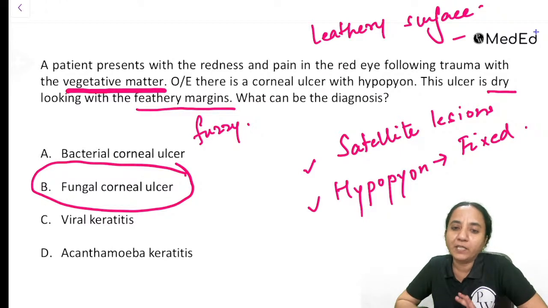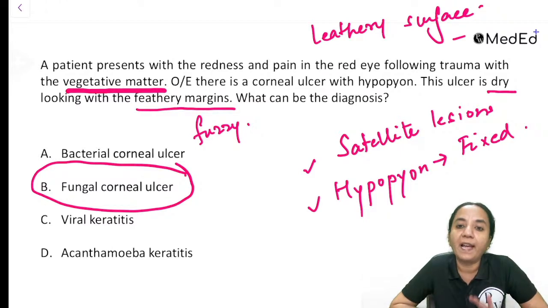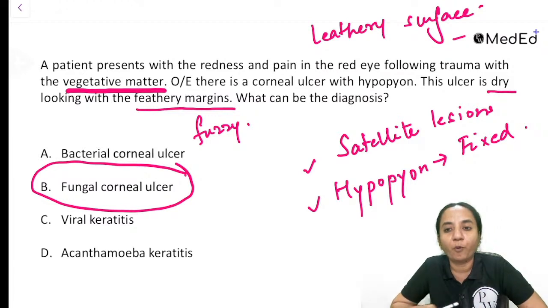This is a question that we must know like the back of our hand. This is very, very, very important. Commonly asked in all exams, whether it is NEET PG, FMG, or INICET. Something that's important for all exams.